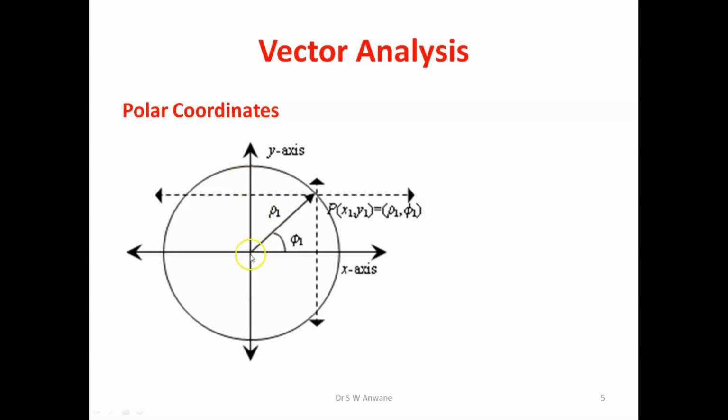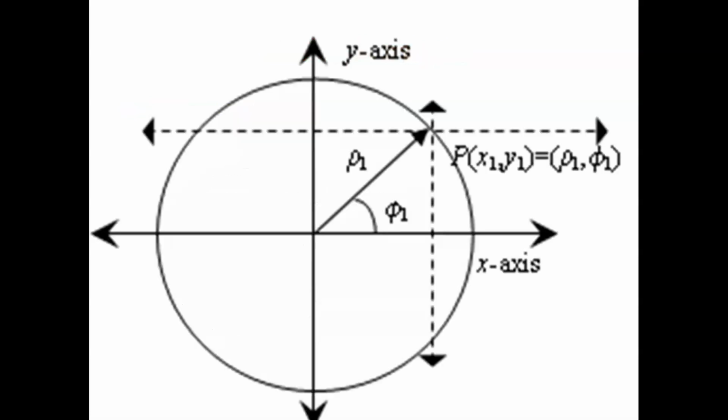Now if we draw the position vector of point P in our discussion, then the position vector of the point P makes an angle phi1 with the x-axis. A circle of radius ρ1 and a line with angle phi1 will intersect and represent the same point, and here we have the coordinates of that point as ρ1, phi1.